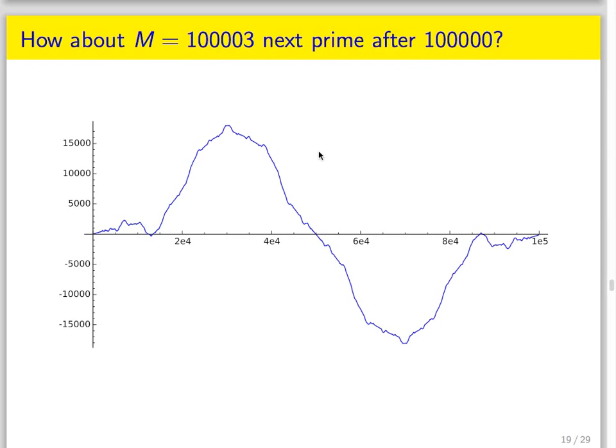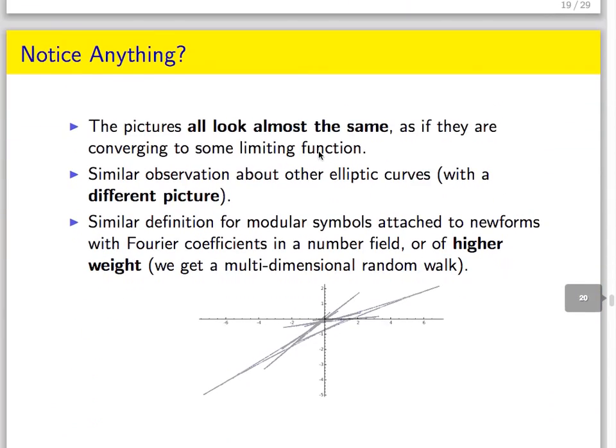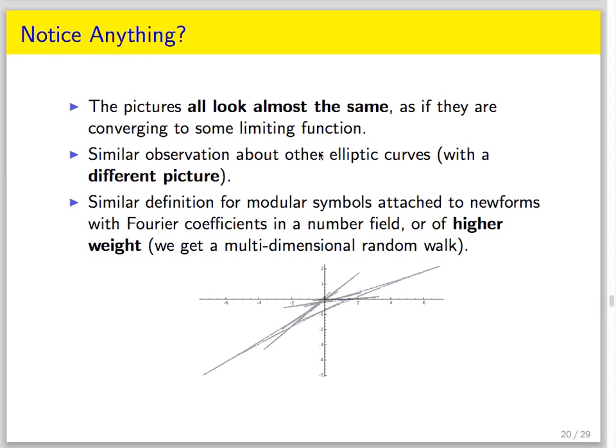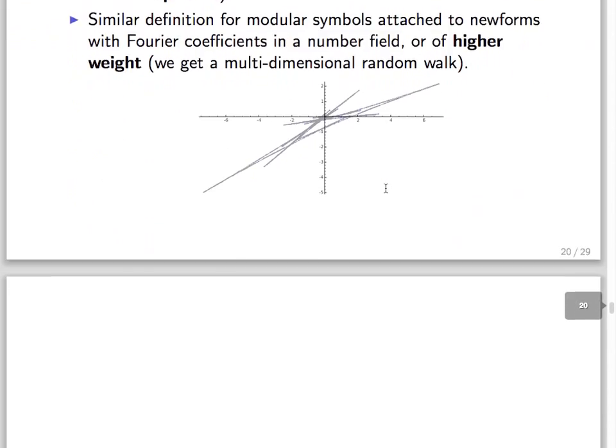And if you choose a different elliptic curve, you get a different picture, but again, they look consistent from one m to the next. It's just a slightly different picture. Okay, so just to summarize, the pictures all look the same, more or less. And by the way, you can generalize what we just did to arbitrary newforms of weight greater than or equal to 2. Except if the form is not a rational newform, so it has coefficients in a bigger field, then you more naturally get a random walk, in quotes, but in a higher dimensional space. So this is a picture of what one of those might look like. I haven't done anything with that except draw a picture of it.